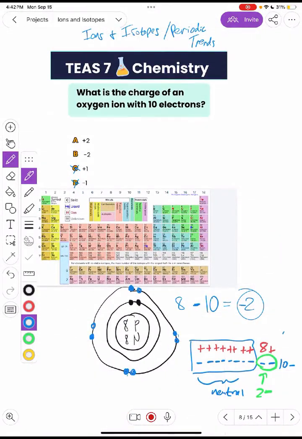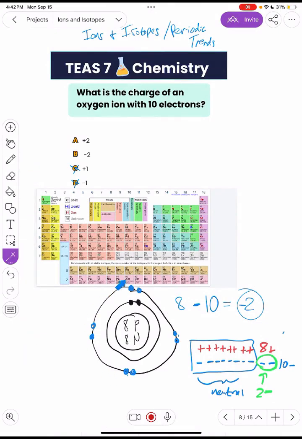If we think about oxygen, this is like a model after the simulation I was doing earlier. It's got 8 protons, 8 neutrons if it's stable, and it's got 2 electrons in this first shell, but it says 10 electrons, right? So if we're adding all the electrons in, that's 10 electrons.